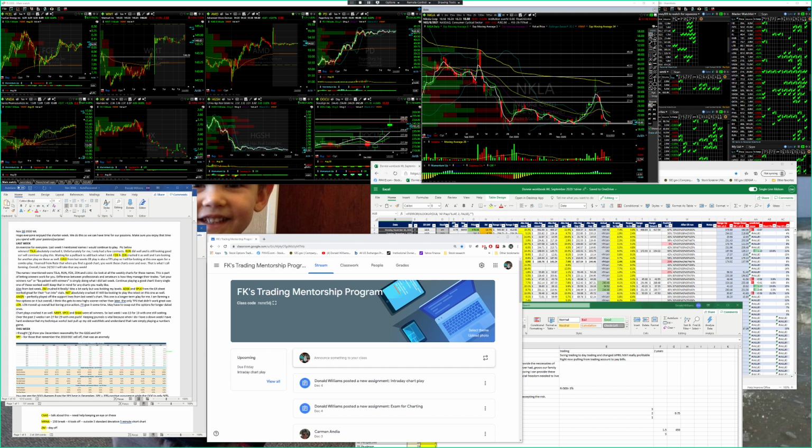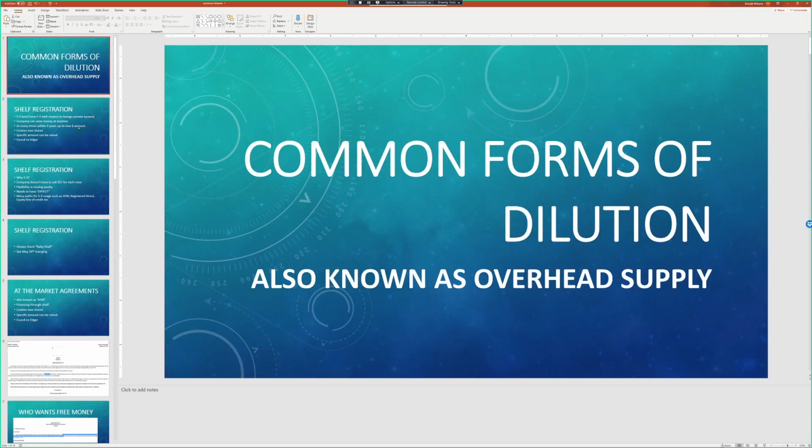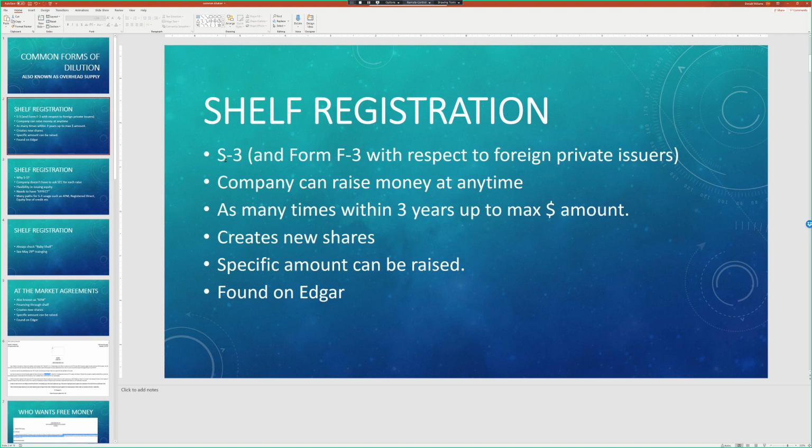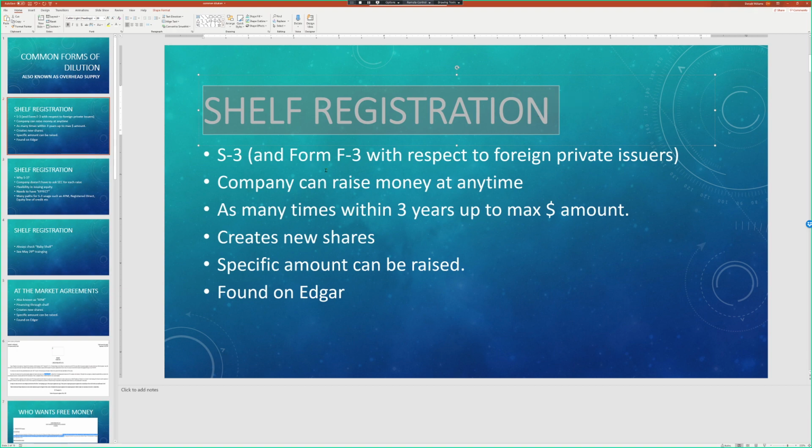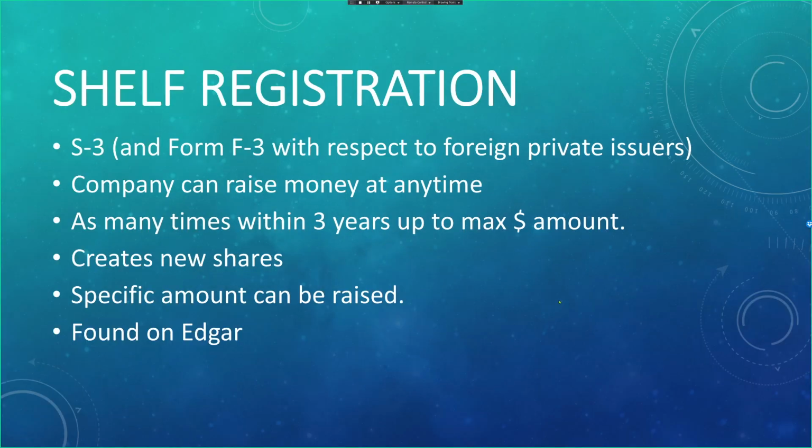So we've got some basic understanding here. So let me run through this just real quick. Any questions you have, throw them in chat. All right. So a shelf registration, right? An S3. I think a foreign entity, it's called an F3. Oh yeah, there it is right there. So S3 or F3 is a shelf, right? And a shelf registration means a company can raise money at any time. Like Anant said, it's like, hey, we're ready to raise money, and this lasts up to 3 years and a maximum dollar amount.